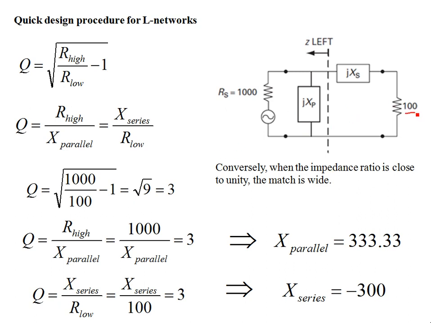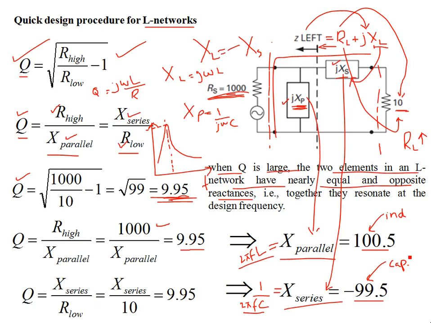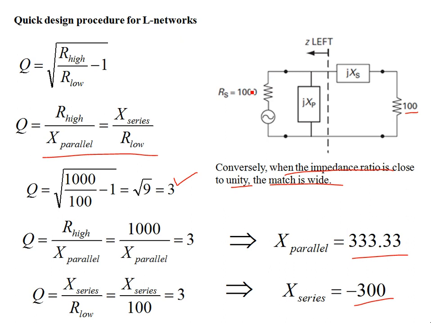So what's going on over here is you have increased the load resistance 10 times. What we expect is that when the impedance ratio is close to unity, the match is wider. Over here the Q has dropped to 3, and from the same formulations you can evaluate the parallel and series reactances, and those are a little bit different compared to what we had earlier. The reactances earlier were very different because 1000 and 10 are very much different; the ratio is high, 1000 to 10. But over here the ratio is 10. The ratio has dropped, Q has dropped, so you see the difference.